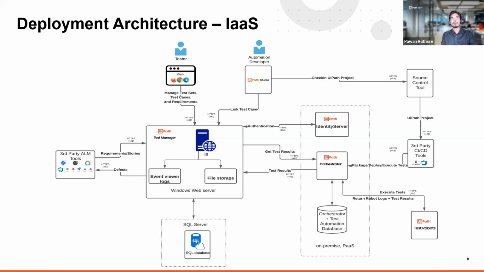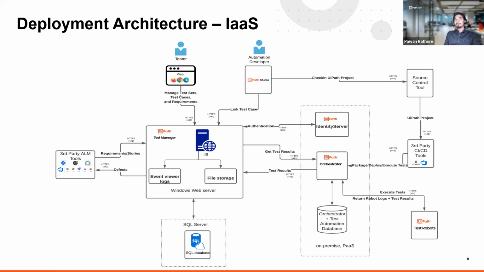Now, once you deploy Test Manager on a server on premise hosted on .NET IIS server, it will log into the Orchestrator event logs. It will create a new source there as Test Manager, and all the logging of Test Manager will be done in the event logs. Further, there will be a file storage wherein it is going to store the relevant data that is used by Test Manager as an application.